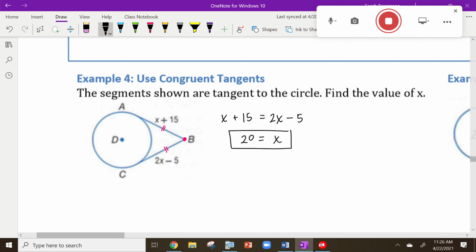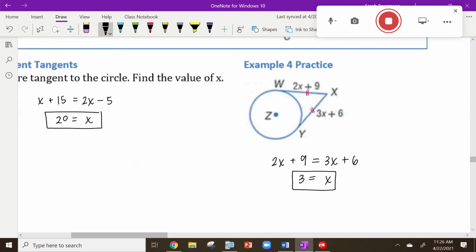Go ahead and try to find the value of x on the example to the right. Here's the correct answer.